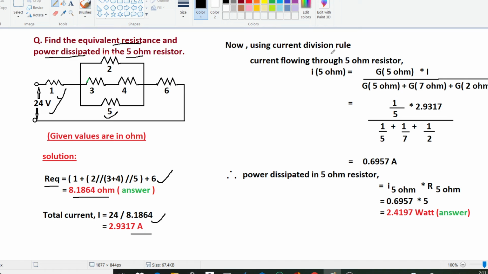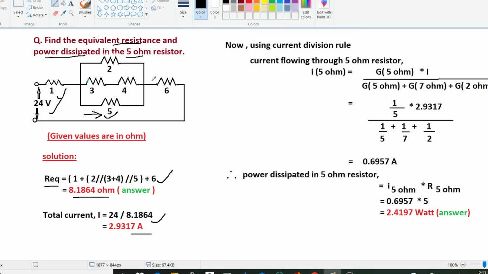Now using the current division rule, we calculate the current flowing through these 5 ohm resistors. So I5 ohm will be the conductance of the 5 ohm resistor into I, upon the conductance of the 5 ohm plus the conductance of the 7 ohm plus the conductance of the 2 ohm resistor. So G5 ohm plus G7 ohm plus G2 ohm. The conductance of 5 ohm is going to be 1 upon 5, since G equals 1 upon R.